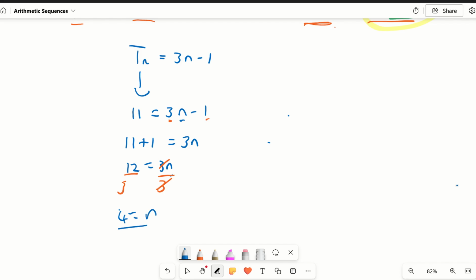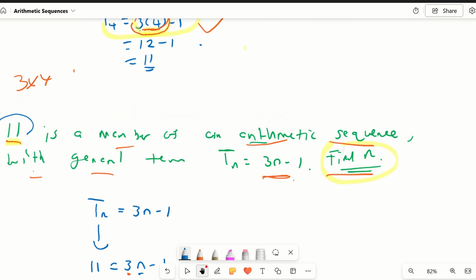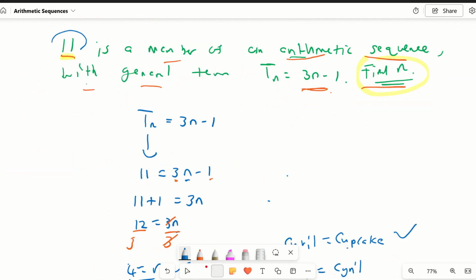Even if you write it like this, still fine. There's no crime in that. 4 equal to n is the same as n equal to 4. So leave it like that. Are you happy with this calculation? All of us.